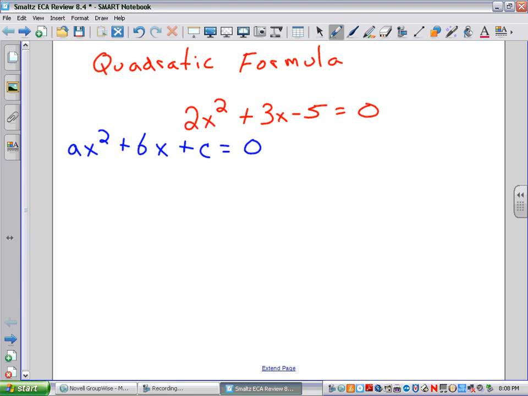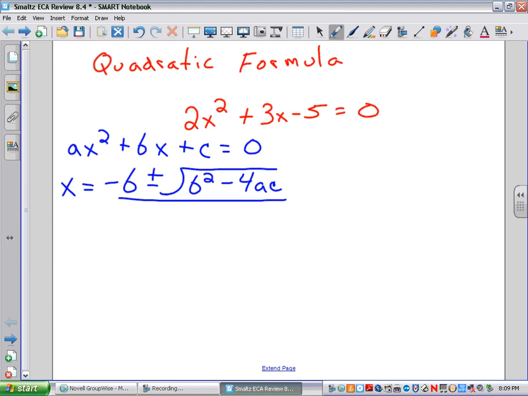Well, to solve this for x, and that's our goal, we want to solve for x, we take negative b plus or minus. Now that gives me my two answers because quadratics always have two answers, so one's going to be addition and one's going to be subtraction right there. Plus or minus the square root of b squared minus 4 times a times c, all over, it's one big fraction, 2a.